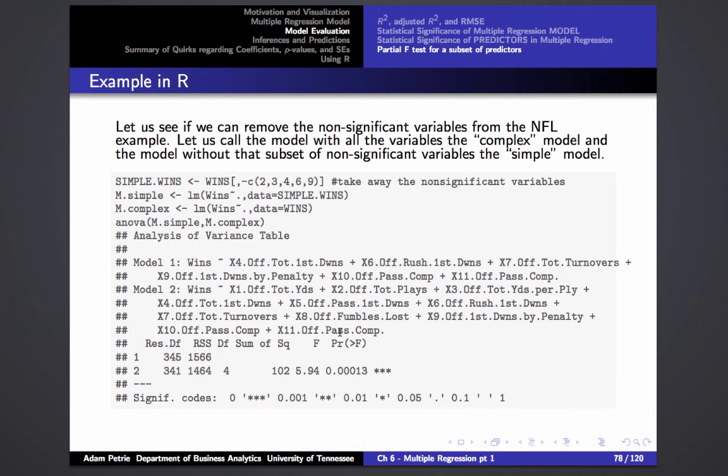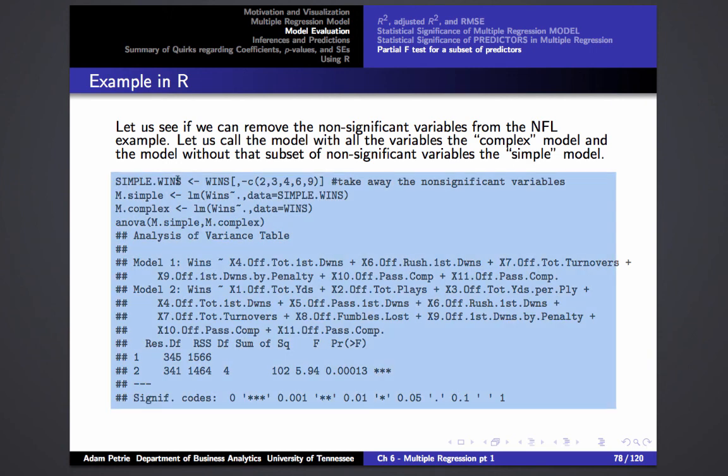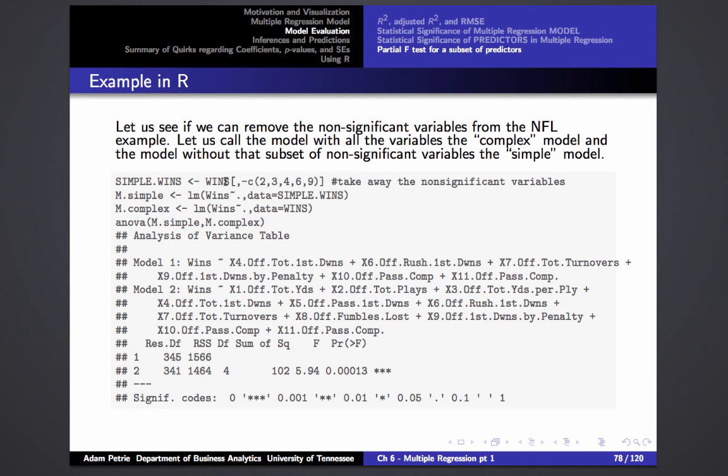Okay, so for example, let's look at our NFL data set, but let's look at a subset of it actually. I'm going to make a subset called simple wins, which is basically the wins data set, the NFL wins, but without the second, third, fourth, sixth, and ninth column here. So basically I'm taking away those non-significant variables. And so what I'm going to do is fit my simple model using that simple wins data set, basically all the variables that were significant in that multiple regression model. Then I fit the more complex model containing all those variables, and then I perform the partial F-test. The syntax is just using ANOVA with these two models, and what I look at is the p-value.